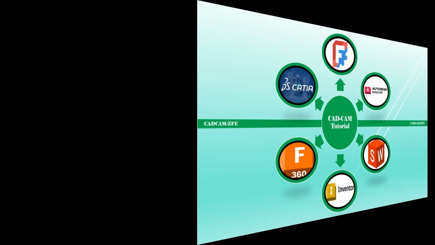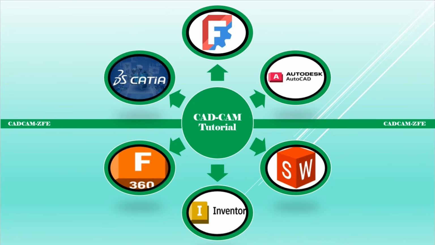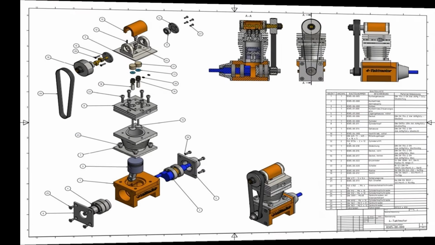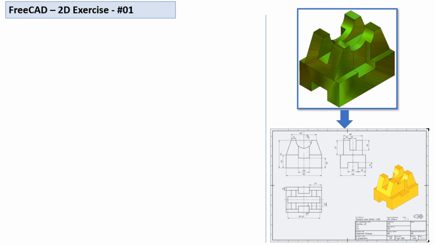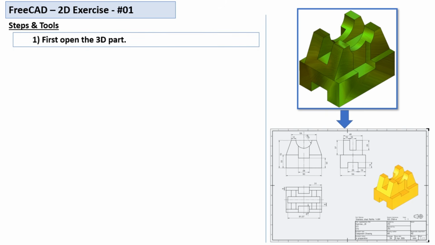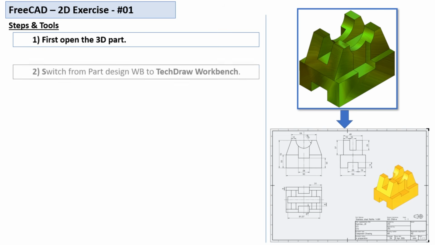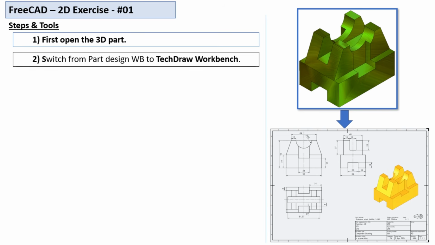Today I will show you how to create a 2D drawing from the existing 3D solid part with the help of FreeCAD Techdraw Workbench. The Techdraw Workbench is used to produce basic technical drawings. Here you find the steps and the tools that I used to convert this 3D solid part into 2D drawing.